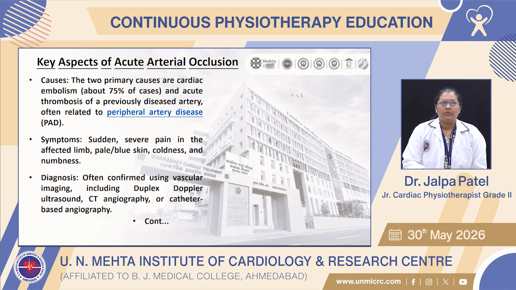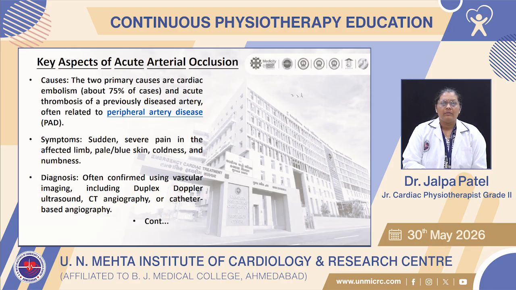Now the key aspects of acute arterial occlusion. There are two primary causes. The first one is cardiac embolism, which is about 75% of cases. The second is acute thrombosis of a previously diseased artery, often related to peripheral artery disease. Symptoms: sudden severe pain in the affected limb, pale or blue skin, coldness and numbness.